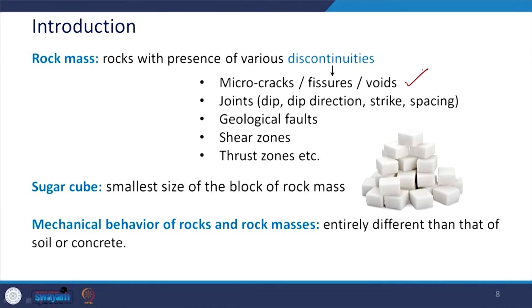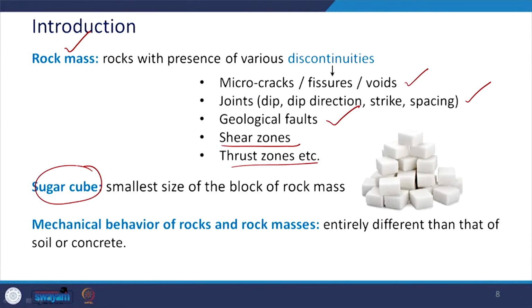Now, coming one step ahead, that is rock mass. So, when this rock has various discontinuities, okay, and these discontinuities can be in the form of micro cracks, fissures or voids, in terms of joints, geological faults, shear zones or thrust zones, then we call that rock mass. Please remember that rock with the presence of various discontinuities is called rock mass.